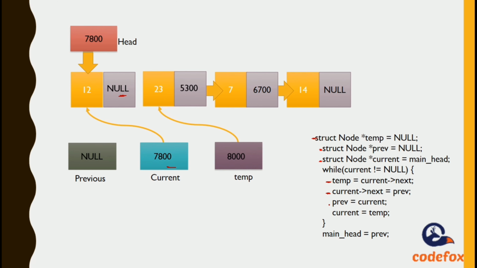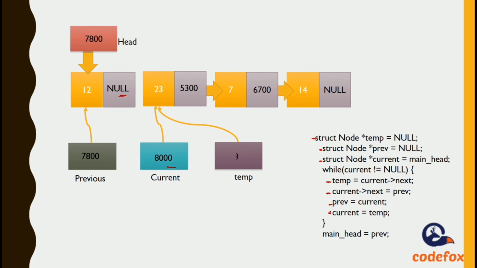Now we'll move towards the next line, that is previous equals to current. Okay, so this is the previous, and current is now storing the address 7800. So we'll replace previous with 7800, and it will again point towards the first node. Yes, now the next line is current is equal to temp. Right, so temp is 8000, we'll replace it with 8000, and the link will also be changed. It will now point towards the second node.